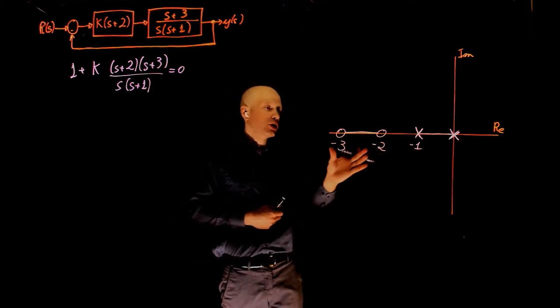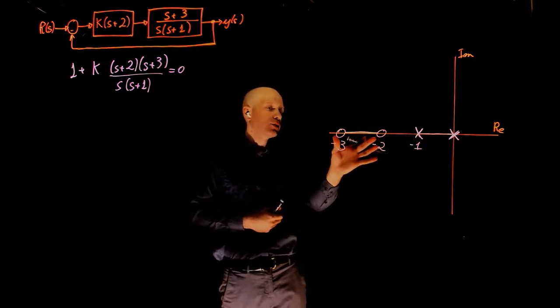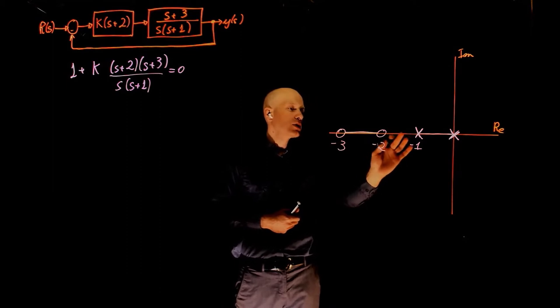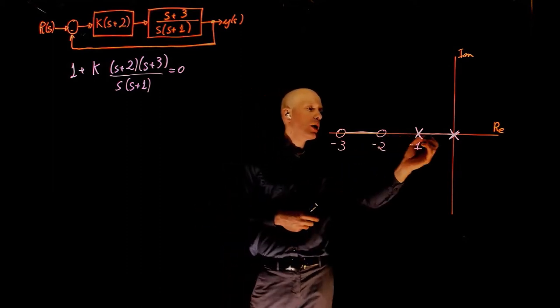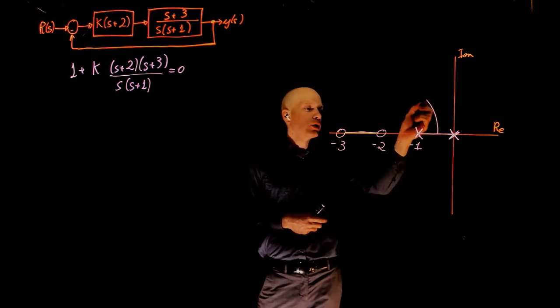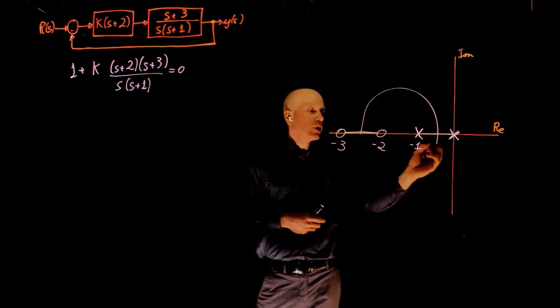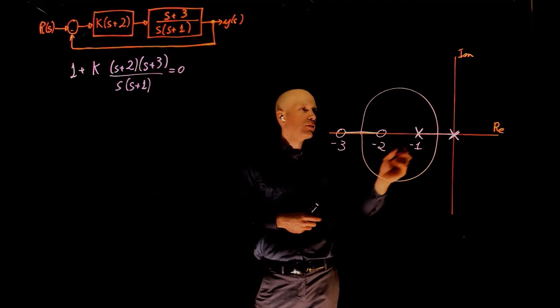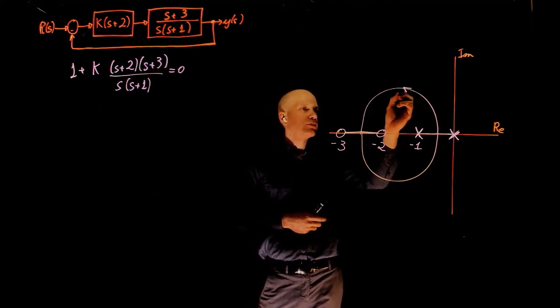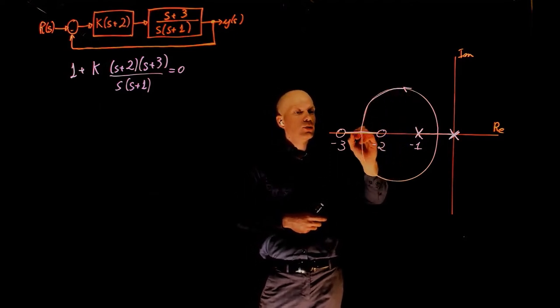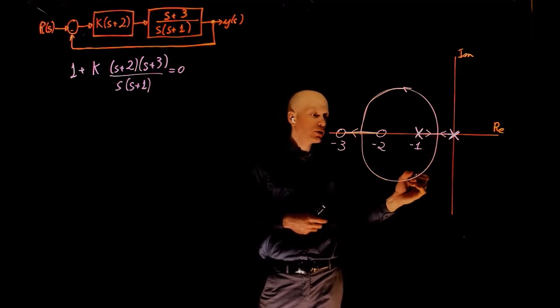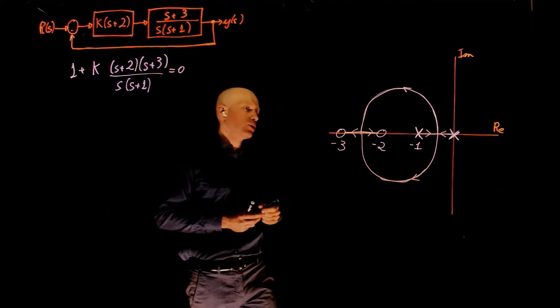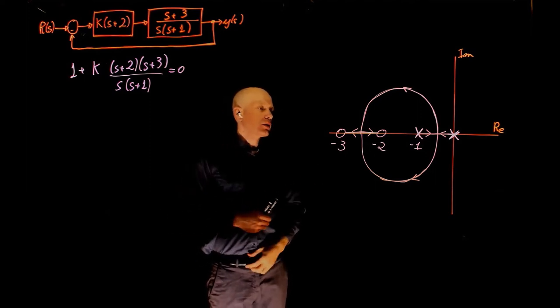Because you have two poles and two zeros, these poles will have to come to the zeros, but they cannot cross into this area because there is no root locus there. So the only option is for these poles to come together. One goes up, the other one goes down. One goes to one of the zeros, and the other one goes to the other zero. And this is the root locus for this system.